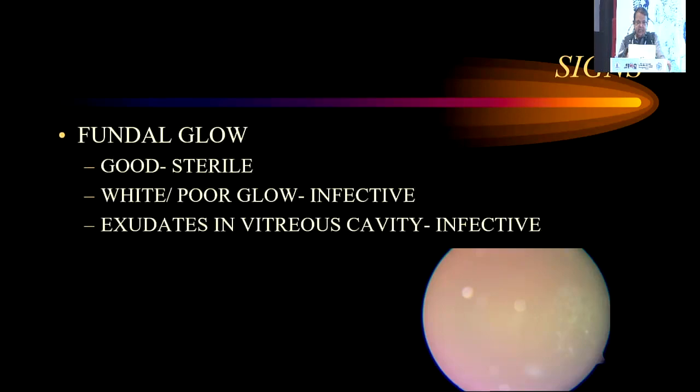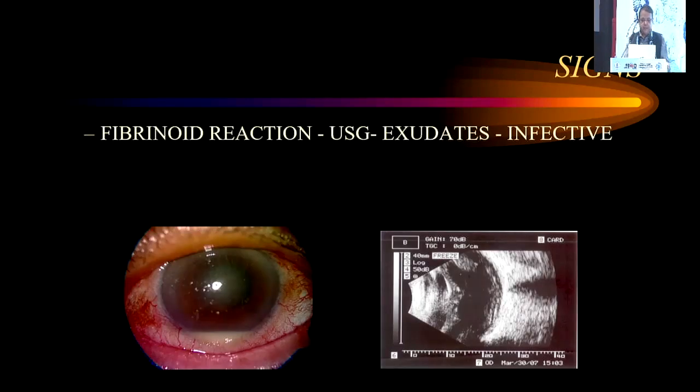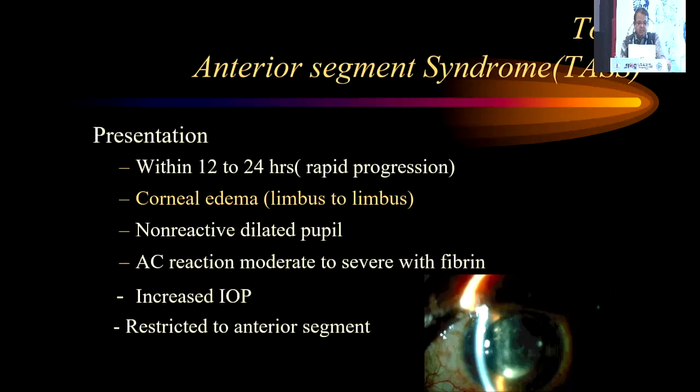Fundal glow is the diagnostic criterion to differentiate between inflammation and infection. If you have a good glow, then it's usually sterile. But if you have a white or poor glow, then it's infective. And if you see exudates in the vitreous cavity, then it's definitely infective and you need not wait in this patient. Go ahead and give intravitreal antibiotic. Many times, because the pupil is small, there is a lot of fibrinoid reaction and you are not able to see the posterior segment. Go ahead and do an ultrasound, and if you see a picture like this with a lot of exudates in the vitreous cavity, it's definitive infection, and intravitreal antibiotics should be given.